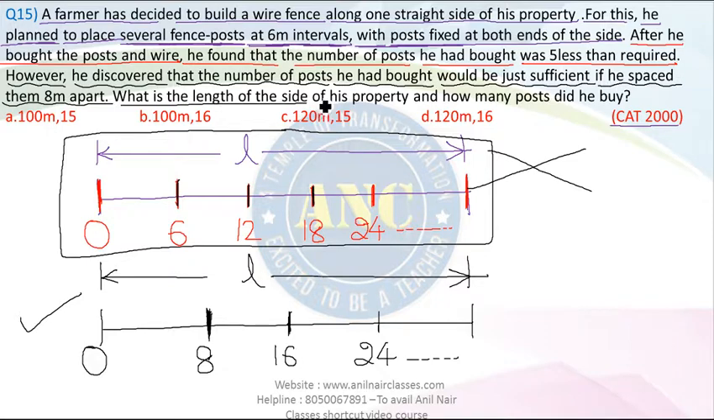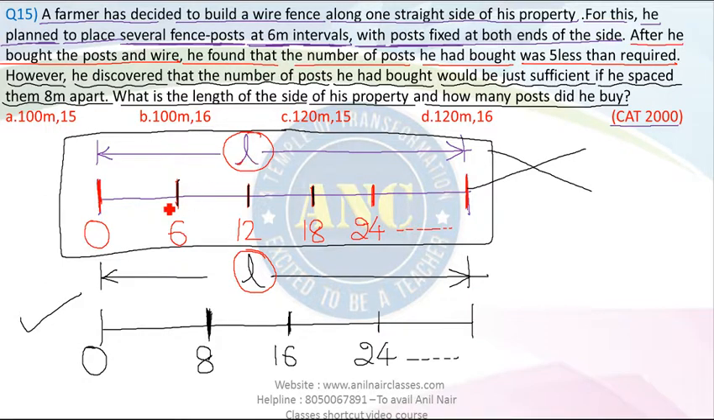What is the length? Your question is very simple, sir. Your question is, what is the length of the side of his property and how many posts did he buy? How many posts did he buy is the question. Now see here, simple common sense should tell each one of us that the length here is L. The length here also is the same L.